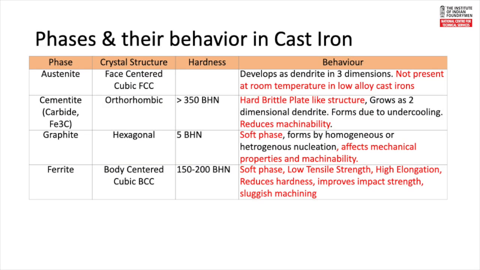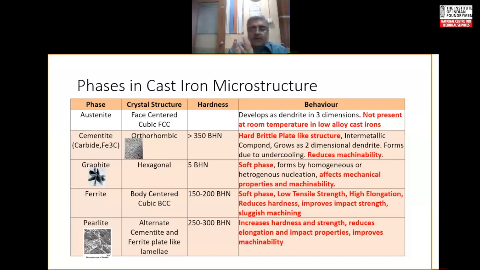And last but not least is pearlite. Pearlite is a structure where you have alternate cementite and ferrite plate-like lamella. So you have one soft phase lamella followed by one hard phase lamella. So it has a hardness which is intermediate between ferrite and cementite. It generally increases hardness and strength, reduces elongation and impact properties, but improves machinability.